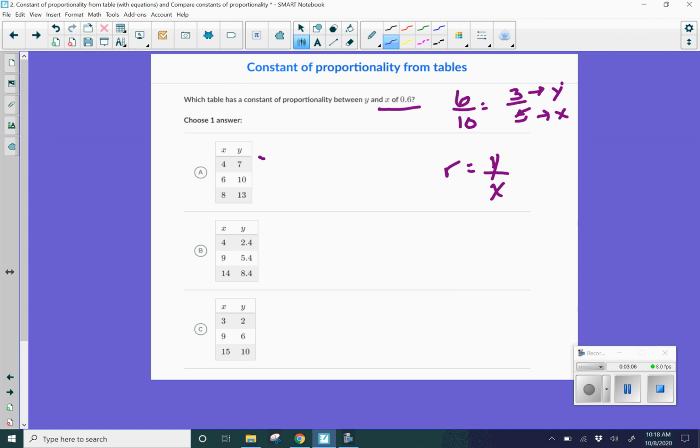So taking a look at the first one, if I do 7 divided by 4, that gives me a constant of proportionality of 1 3/4 or 1.75. So right away I can tell A is incorrect. Next, if we divide, and you can use a calculator for this one if you would like, if we divide y by x, that's going to be 2.4 divided by 4. Well, if we type that in our calculator, that's going to give us 0.6, which is what we're looking for.